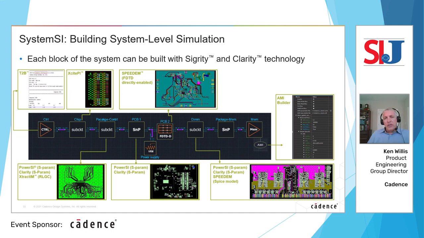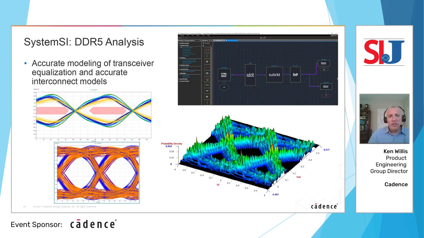So Sigrity and Clarity technologies provide a full suite of interconnect extraction options to populate your topologies and enable system-level analysis. The combination of advanced interconnect and device modeling together allow you to do the full system-level simulation and produce results for the DDR5 interface.